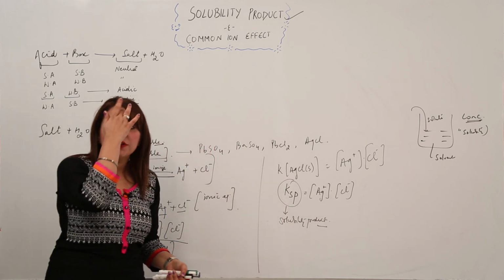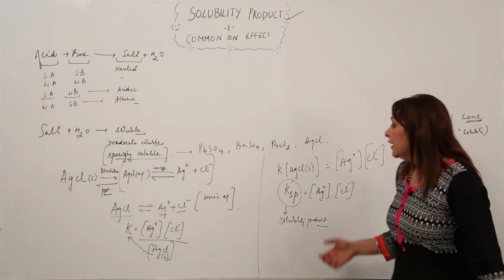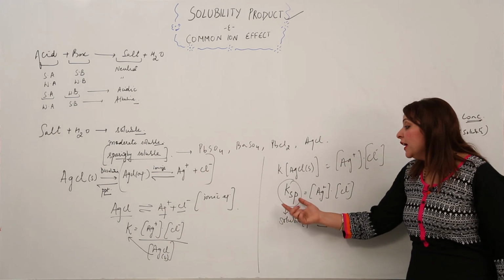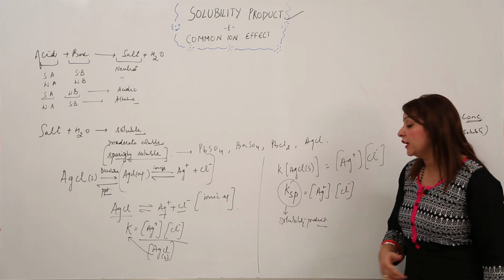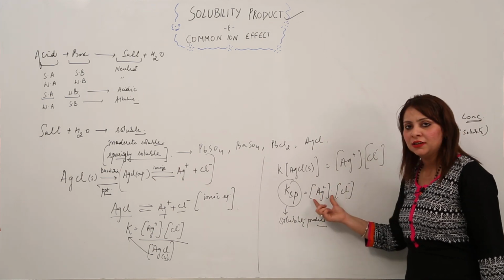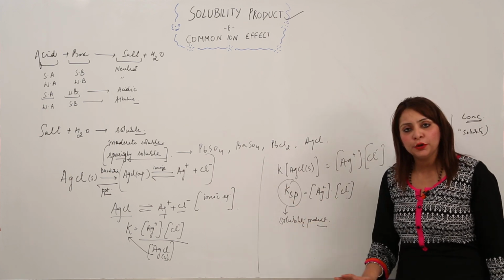So if somebody asks you to define solubility product, how are you going to do that? It's so simple. You just have to say that the solubility product of the salt is equal to the product of the concentrations of the ions in which it gets dissociated, right? So this is the solubility product.